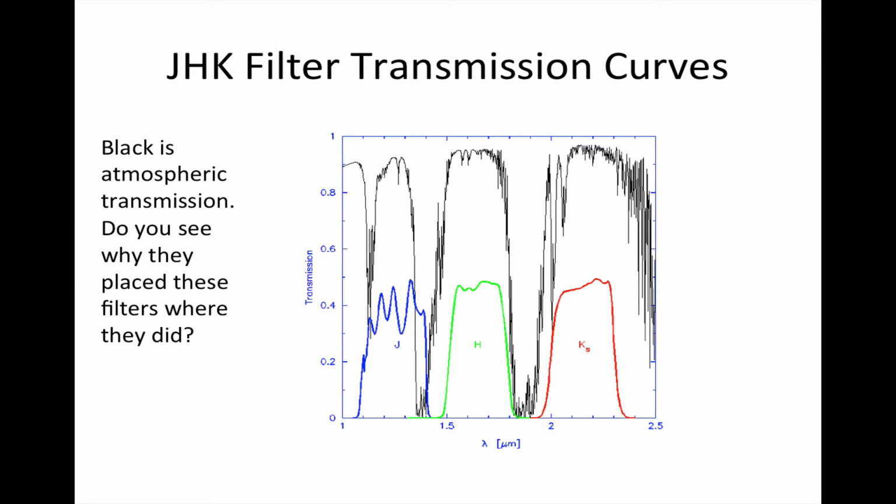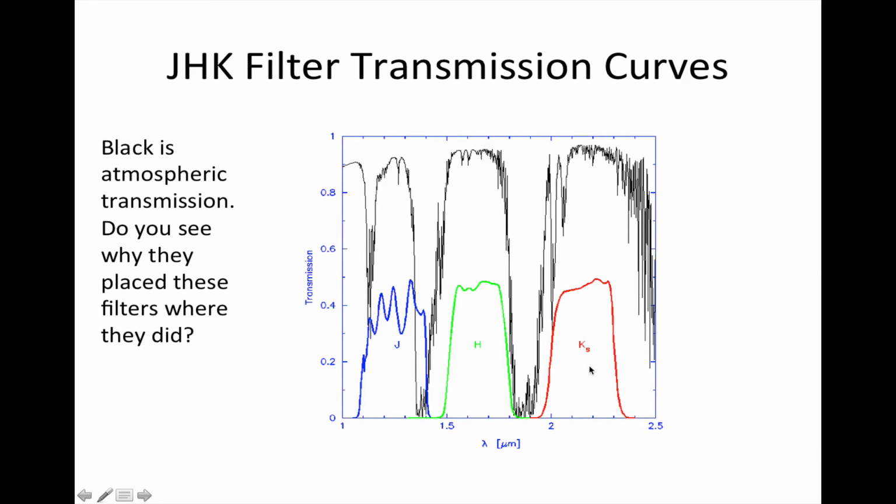J, H, and K are near infrared bands, and they were developed originally for observations from the ground. So here I have transmission as a function of wavelength, and the black is what you get when your light goes through the atmosphere. You get all sorts of deep absorption bands from oxygen and carbon dioxide and water, and so they placed the locations of this J, H, and K system to take advantage of the windows in transmission that make it down to the ground.